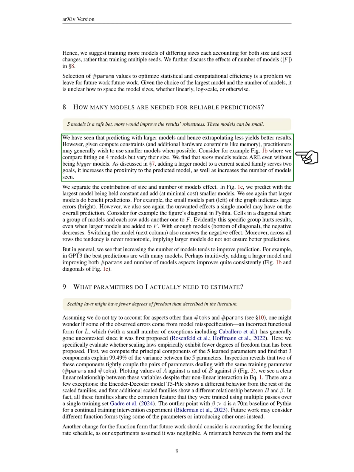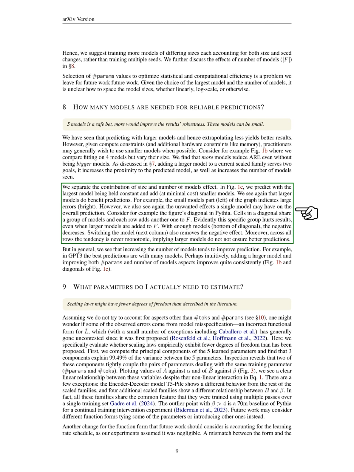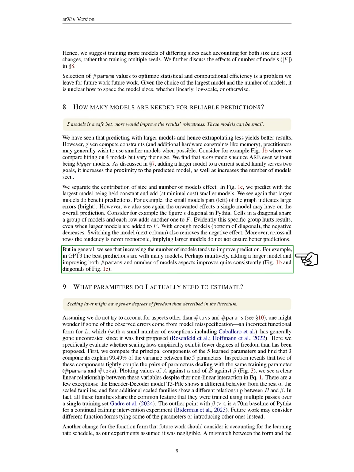We observe that using larger models generally leads to better results, but due to computational constraints, we may prefer smaller models. Our findings indicate that having more models can reduce the error, even if they are not larger. Adding a larger model helps improve predictions by increasing proximity to the target model and the number of models considered. However, we also see that a single model can negatively impact overall predictions. In general, increasing the number of models tends to enhance prediction accuracy, as seen in our results with GPT-3.